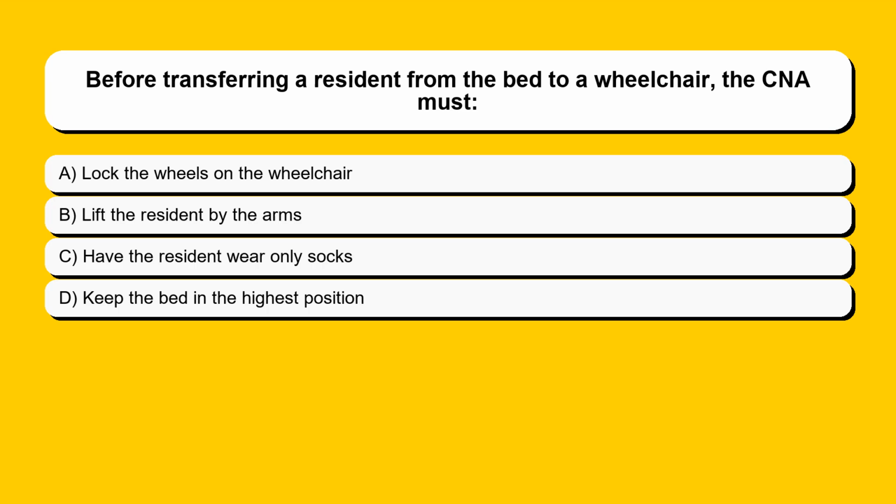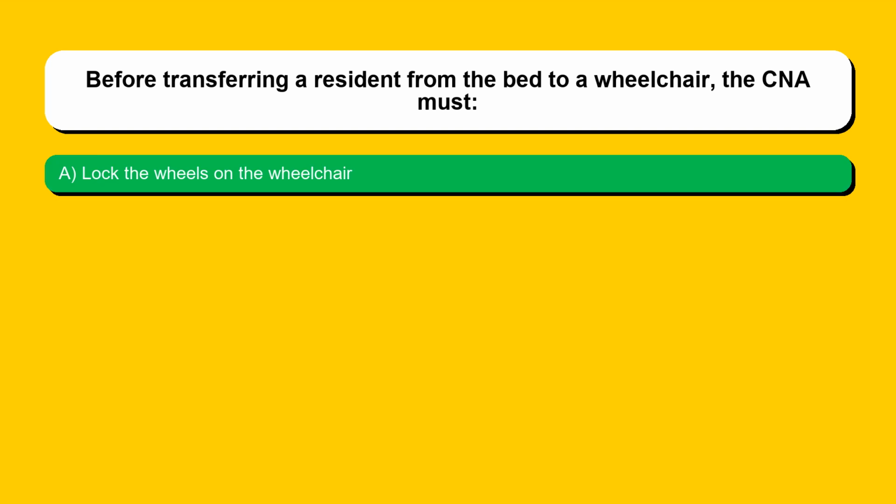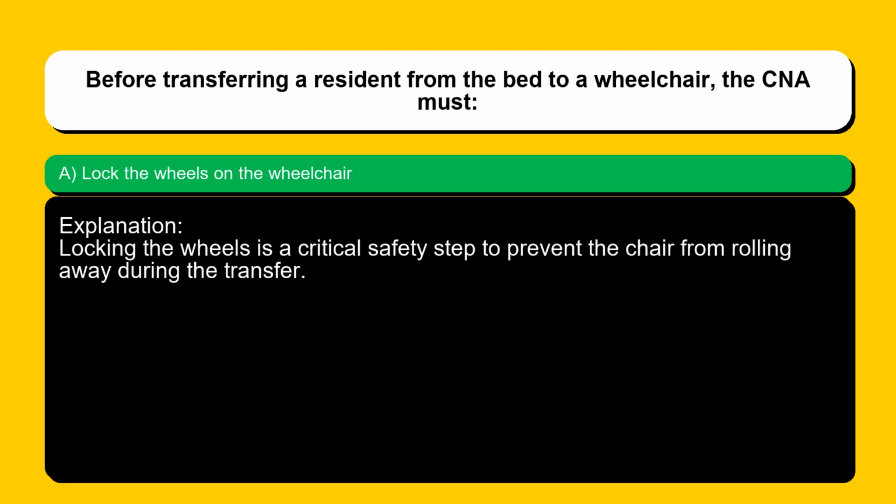Question 7. Before transferring a resident from the bed to a wheelchair, the CNA must Option A. Lock the wheels on the wheelchair. Option B. Lift the resident by the arms. Option C. Have the resident wear only socks. Option D. Keep the bed in the highest position. The correct answer is Option A. Lock the wheels on the wheelchair. Locking the wheels is a critical safety step to prevent the chair from rolling away during the transfer.